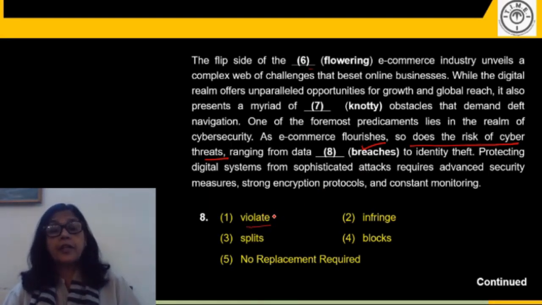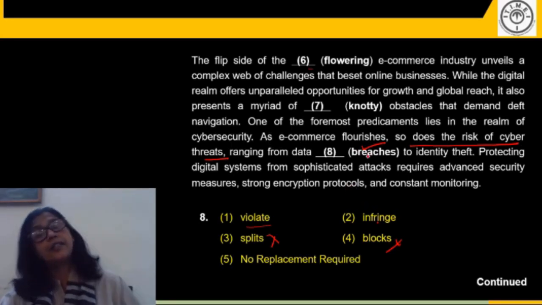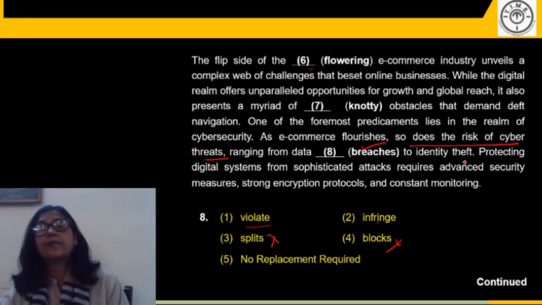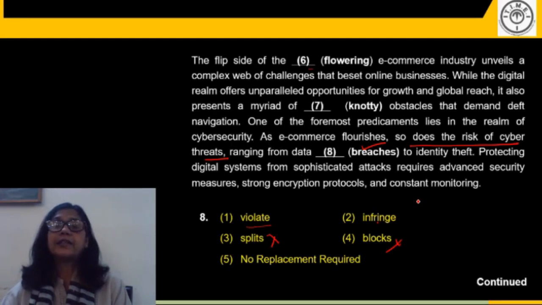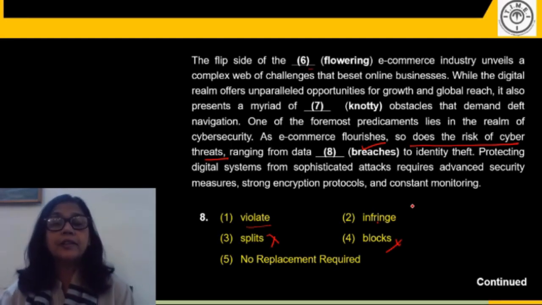It could have been data violations. Yes. Infringements, splits and blocks completely ruled out. Right. So the correct form of the word that we require is breaches, data breaches, to identity theft. So that is, yes, the correct answer over here for the eighth one.